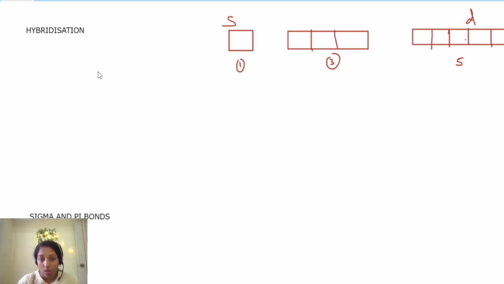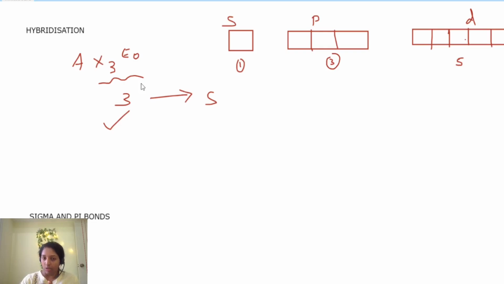Then you just count the total electron cloud. Only you have to count the total electron cloud. So for example, AX3. E0 means the total electron cloud is 3, right? So the hybridization will be, you need to get 3 hybrid orbitals. One you take from s, and this is actually a mixing of orbitals. We need 3 orbitals to mix. One is from s, and you need another 2 more. So sp2 hybridization.